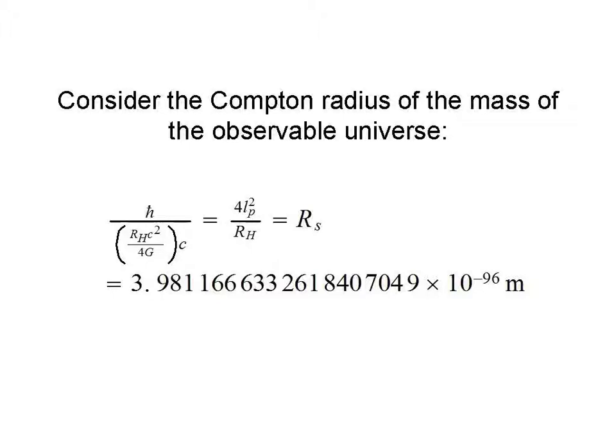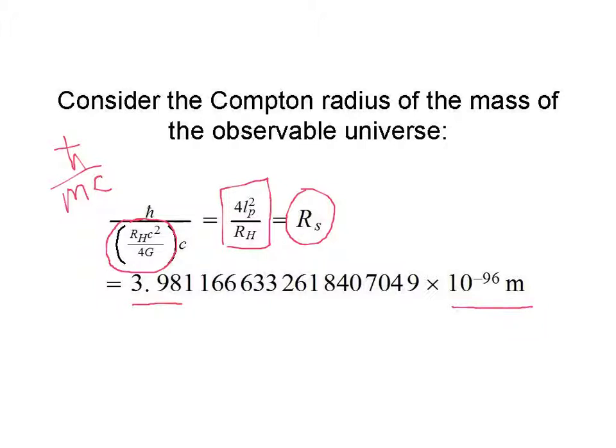As an example, let's consider the Compton radius of the mass of the observable universe. The Compton radius equation is h bar divided by the mass times the speed of light. When we insert the mass of the observable universe here, we get 4 times the Planck length squared divided by the radius of the hyperverse. And as we saw in the paper on the geometric mean expansion of space, that's our small radius. That's 3.98 times 10 to the minus 96th meters. So we have a huge mass, and we have an extremely small radius. Clearly, this is not the radius of this mass.